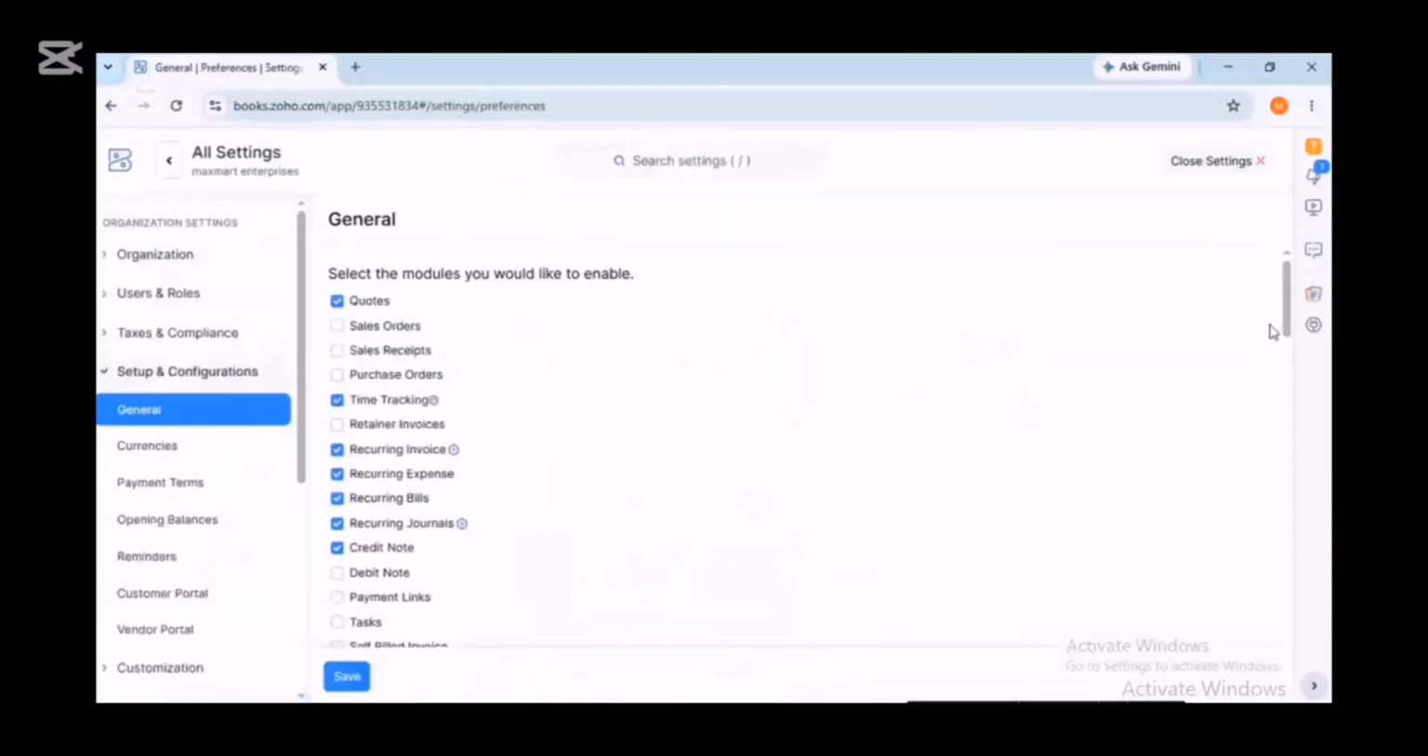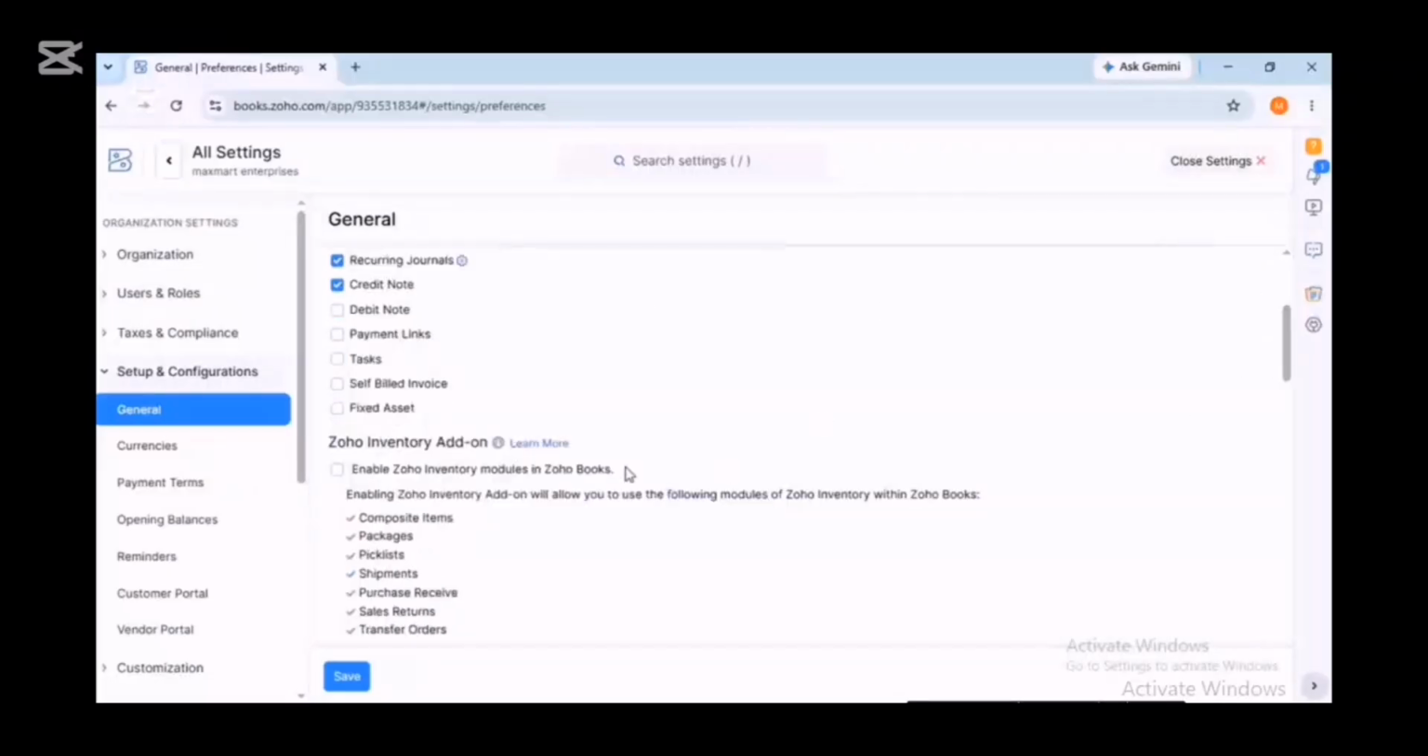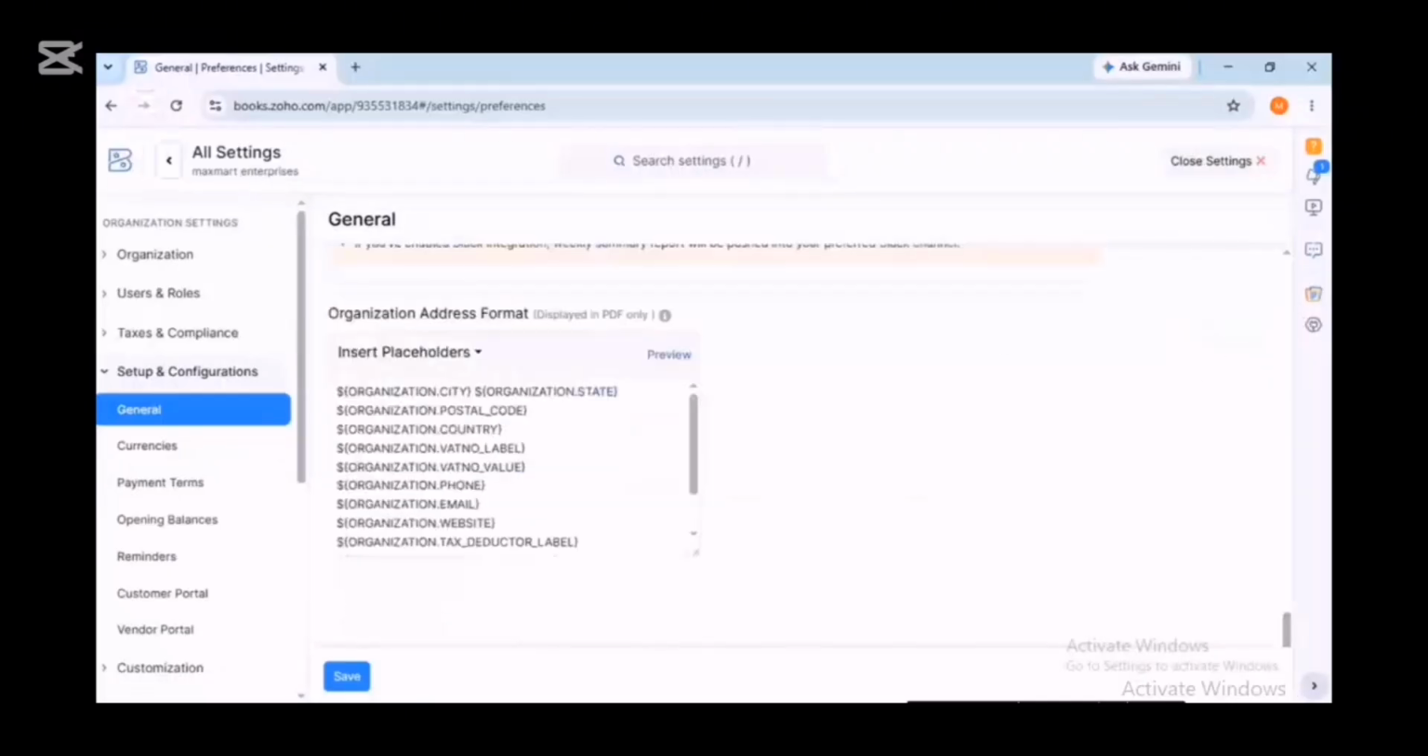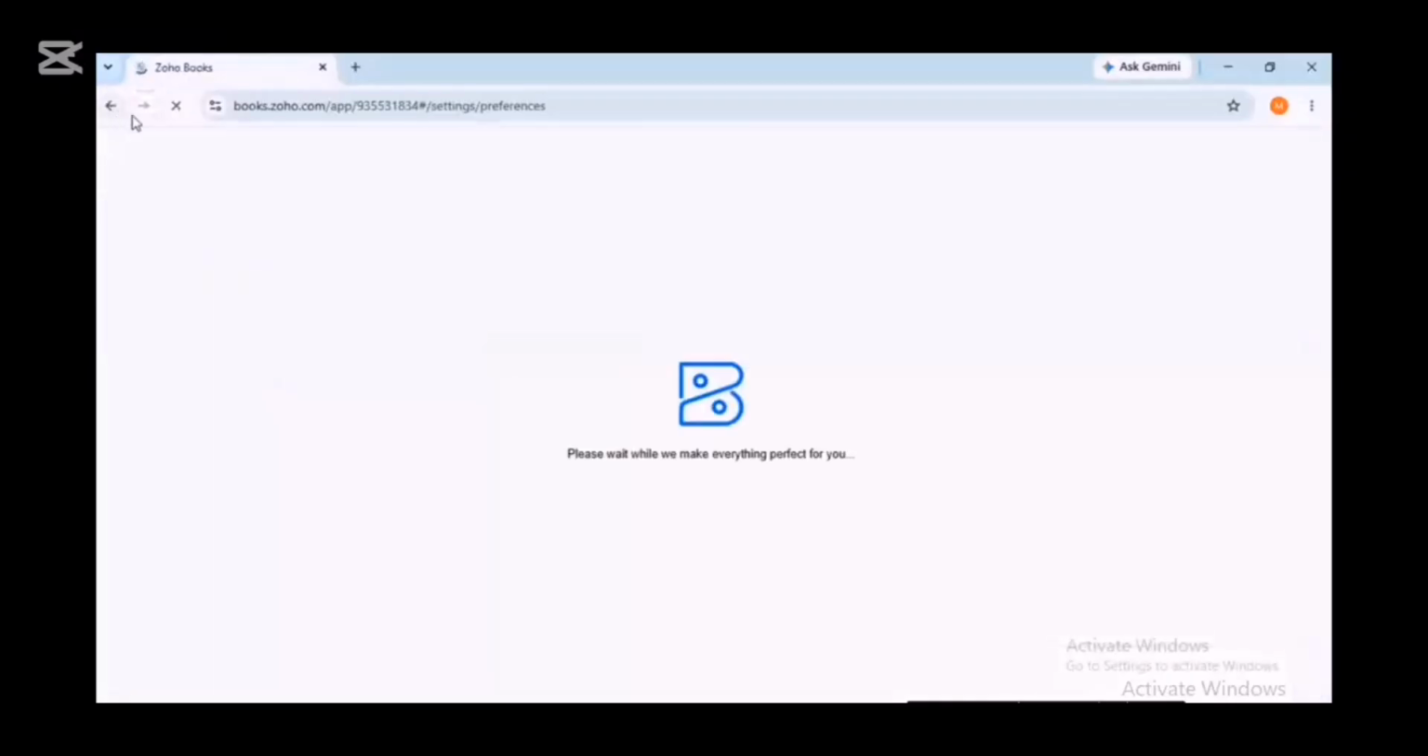So let's set up our sales receipts. We're making use of cash sales. Then the fixed assets. So let's tick. Good. So let's save the setup. Let's return to the home interface.